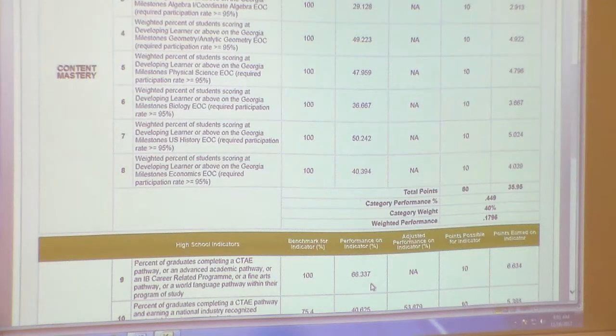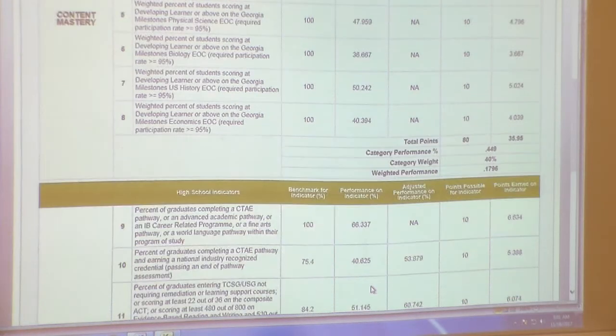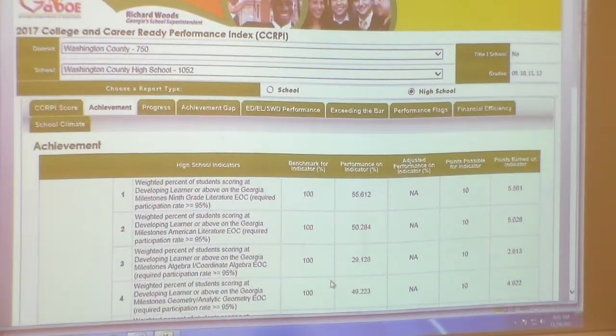This is our performance percentages. This is our possible points, and these are how many points we received. So it's 3.66, we'll get 3 points. And then that's our total points out of 80. We got 35.9 out of 80, and all that calculates into your achievement score. Go back up, please.